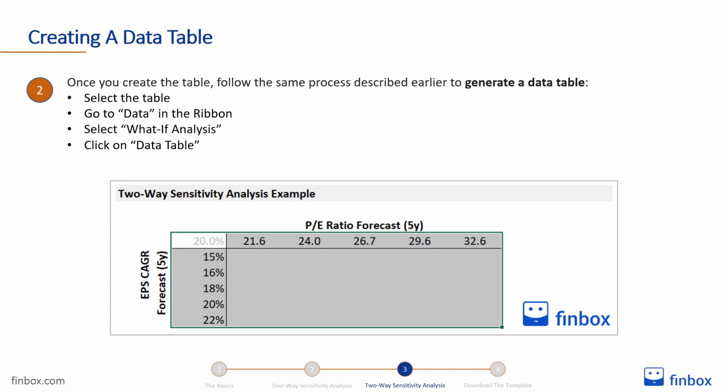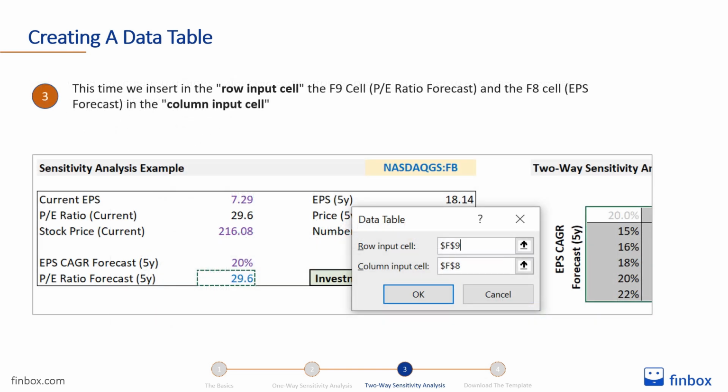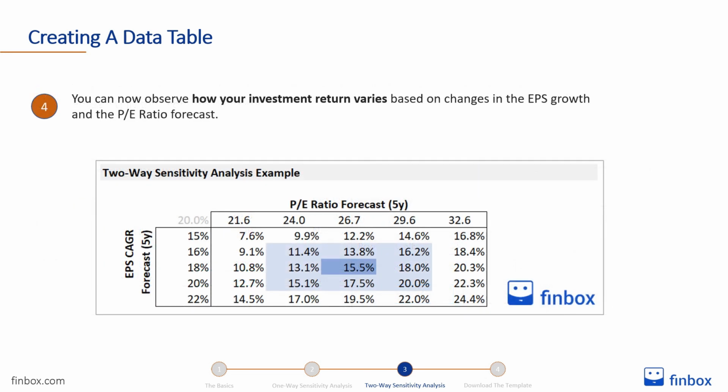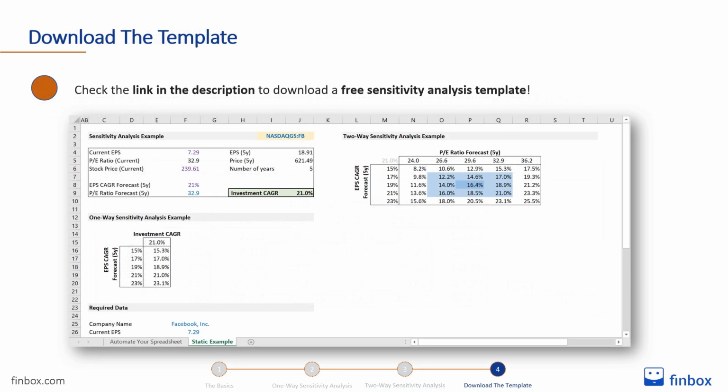Select the table, go to Data in the ribbon, select What If Analysis, click on Data Table. This time, we insert in the row input cell the F9 cell, PE ratio forecast, and the F8 cell, EPS forecast, in the column input cell. You can now observe how your investment return varies based on changes in the EPS growth and the PE ratio forecast. It may be helpful to view the spreadsheet I created at the end of the process. You can check the links in the description to download a free sensitivity analysis template.